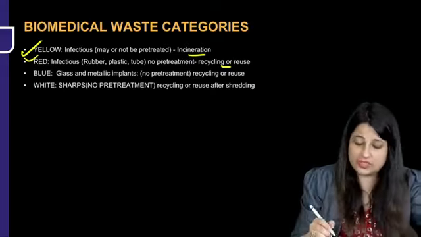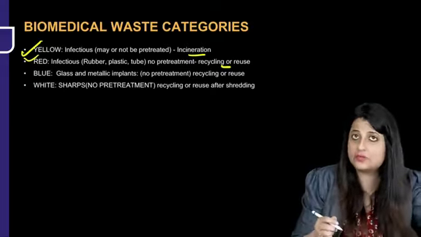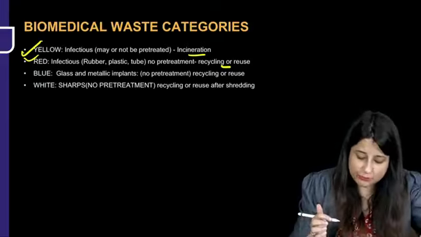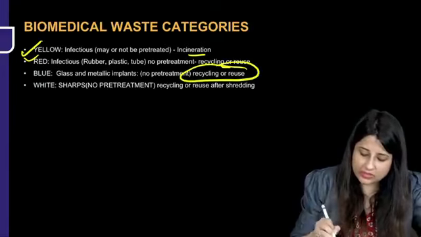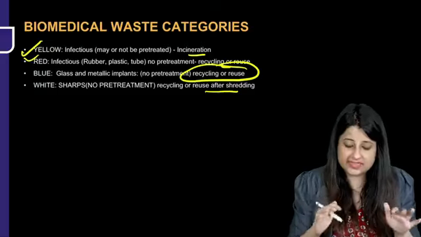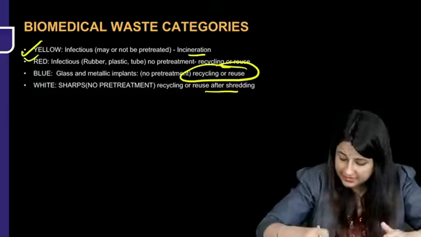They are recycled or reused. Okay, rubber, plastic tubes reused. Plastics should be reused. Blue: glass and metallic implants, and white, which is again recycled or reused. White, sharps: recycled or reused after shredding. That's the main mode of disposal also that we have mentioned.